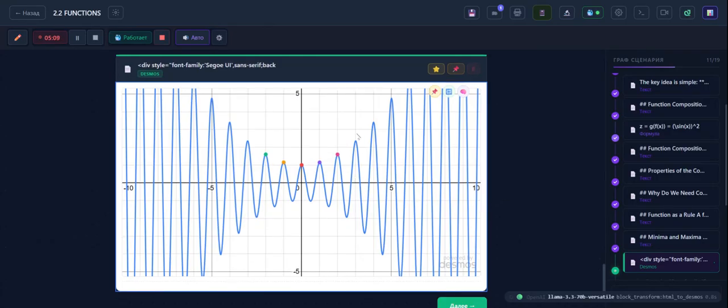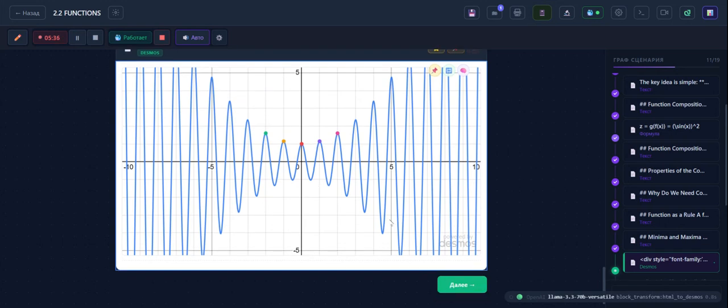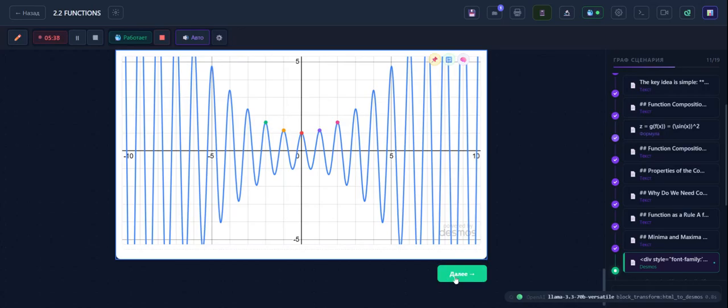And in this case, we will have only local minima and maxima at these points, but we will never have the biggest, only one biggest or only one smallest point. Here we have smallest points, but we won't have a maximum point at the global scale.